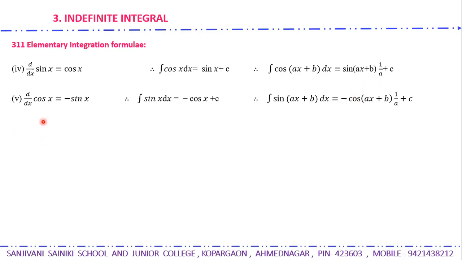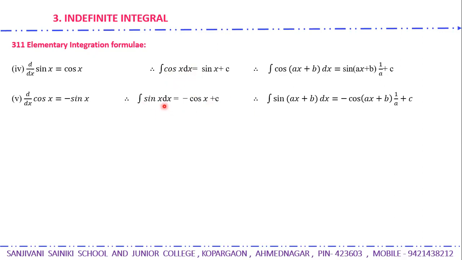Now, d by dx of cos x is minus sin x. So the integral of minus sin x is cos x, because the integral of minus sin x is plus cos x. Then I will multiply by minus 1. So the integral of sin x is minus cos x. Here the derivative of sin x is plus cos x, but the integration of sin x is minus cos x. The integral of cos x is sin x.